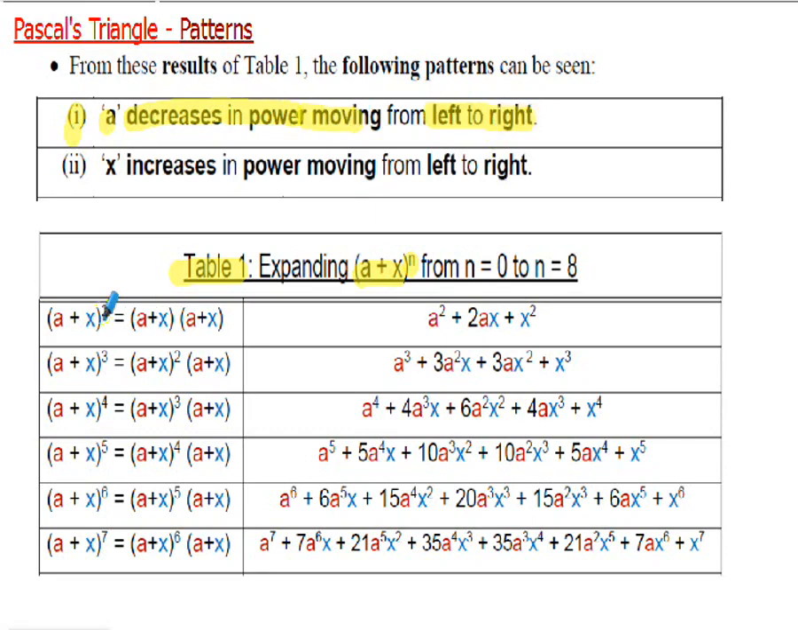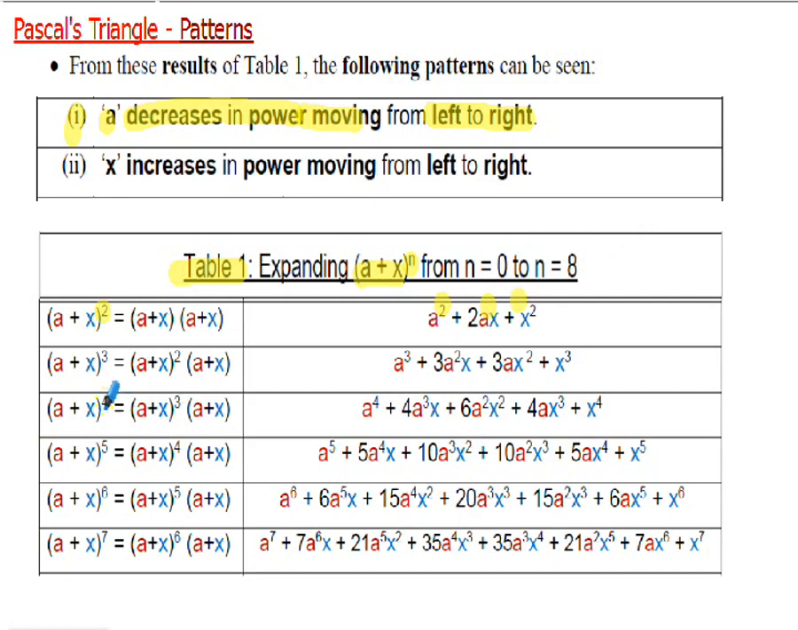If I take the squared expansion here, a plus x all squared, what we've got is a to the power of 2, there's an a to the power of 1 there, we don't write the 1s, but that would be a 1, and we could say there's an a to the power of 0 in front of the x squared, because a to the power of 0 is 1.